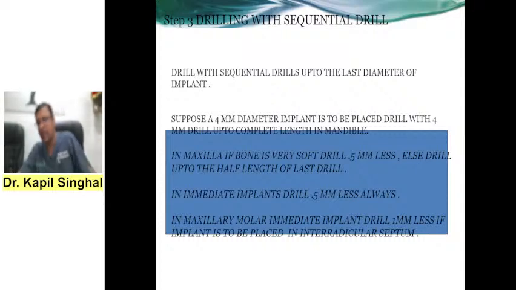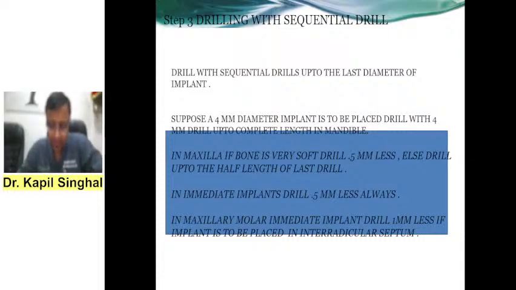Remember, now when the bone is very soft, like in maxilla, they can give you a question. Suppose a patient has D3 or D4 quality of bone. It means the bone is very soft. A patient has D3 or D4 quality of bone. What would be your drilling sequence?